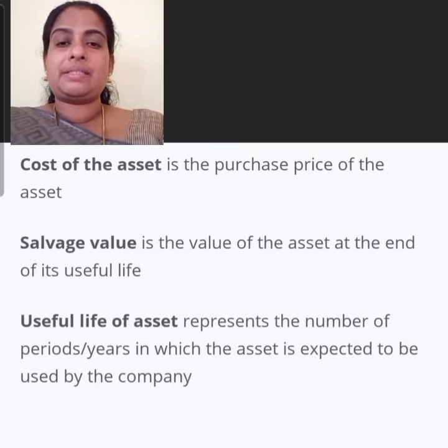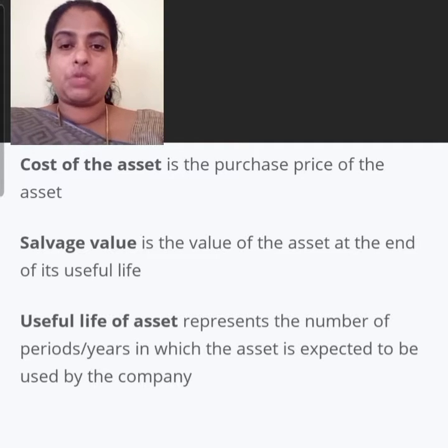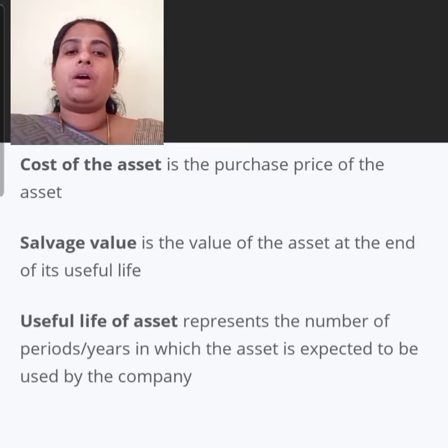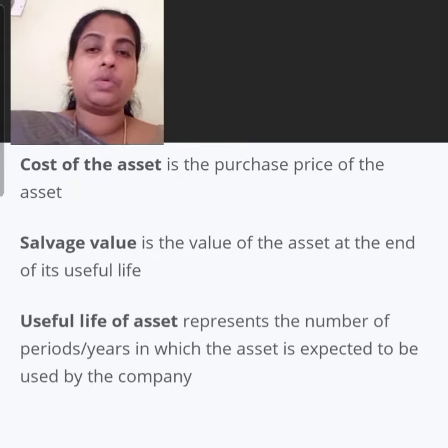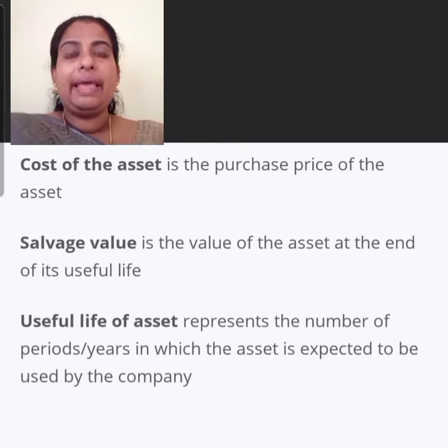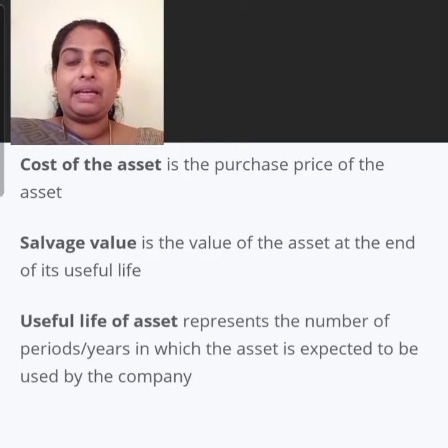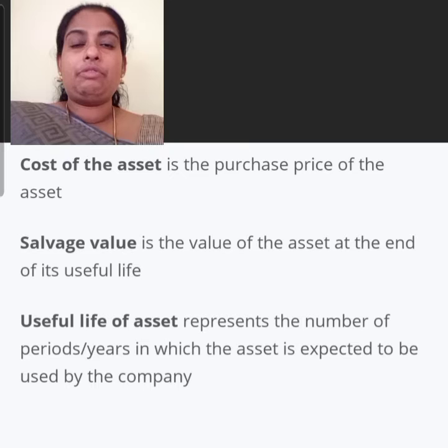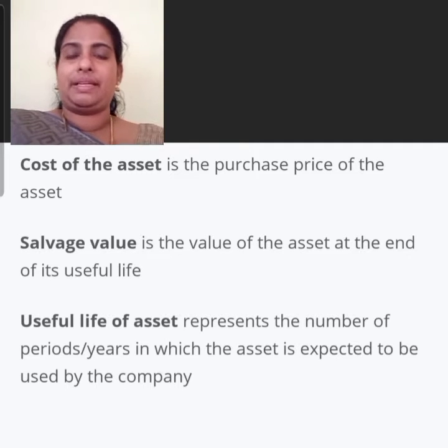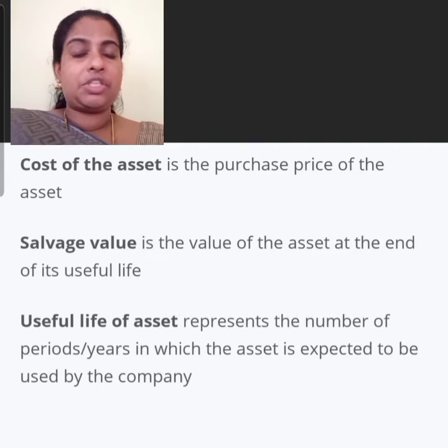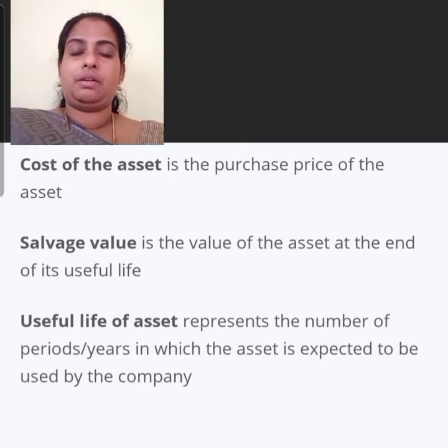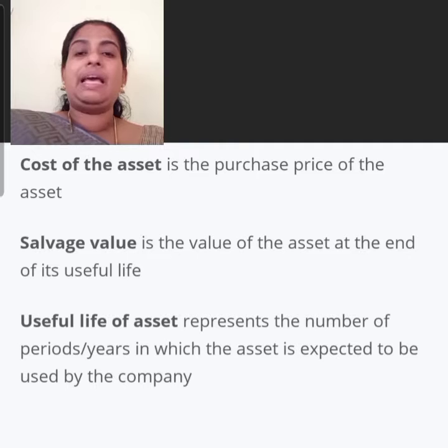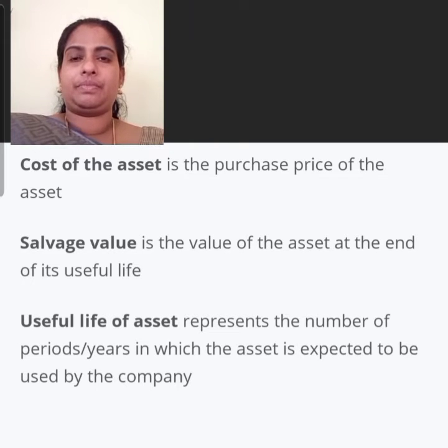Another important term is salvage value. Salvage value is the value of the asset at the end of its useful life. Estimated scrap value is the residual value which is expected to be realized even if the asset becomes obsolete. We shall have to make the provision of the amount which is the value of the asset less its scrap value. Now I am going to give one example.